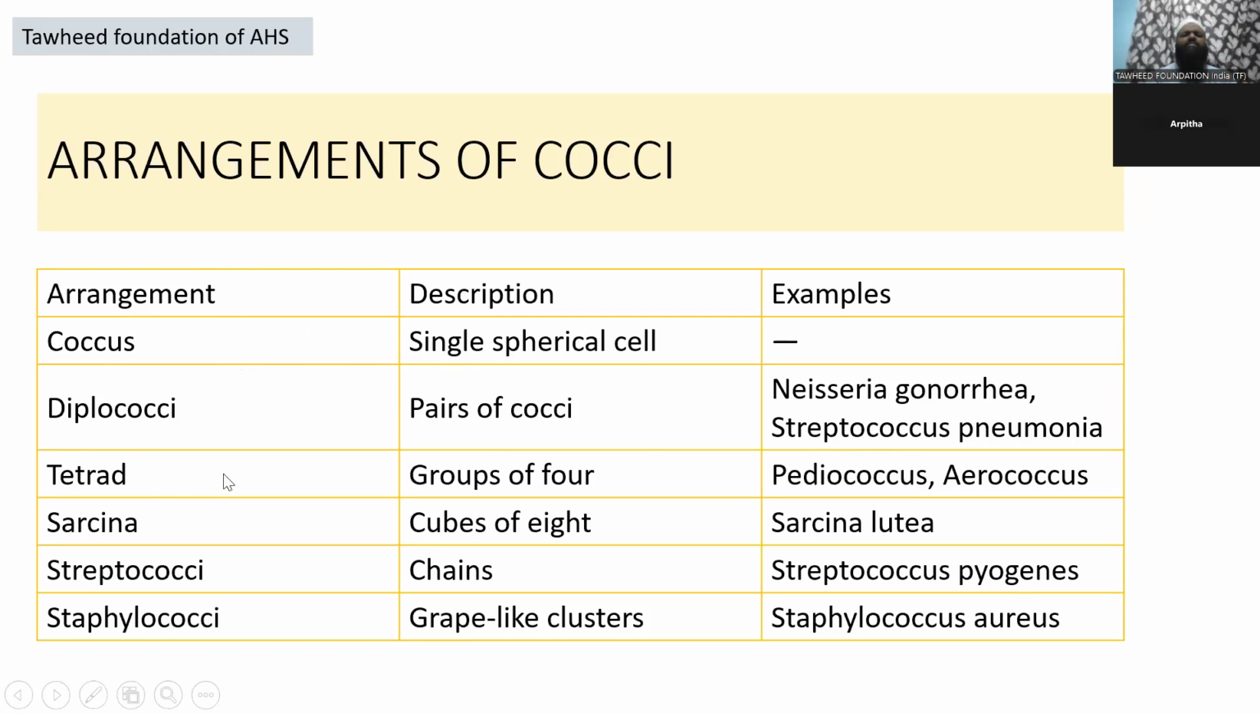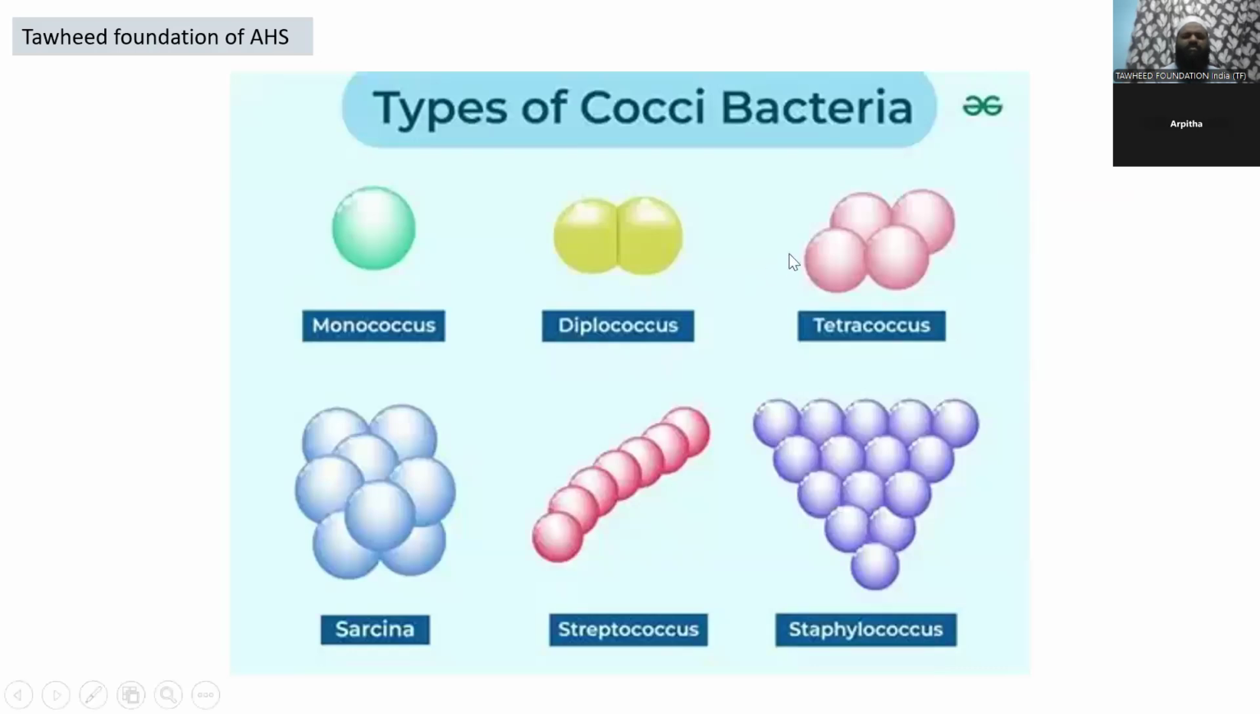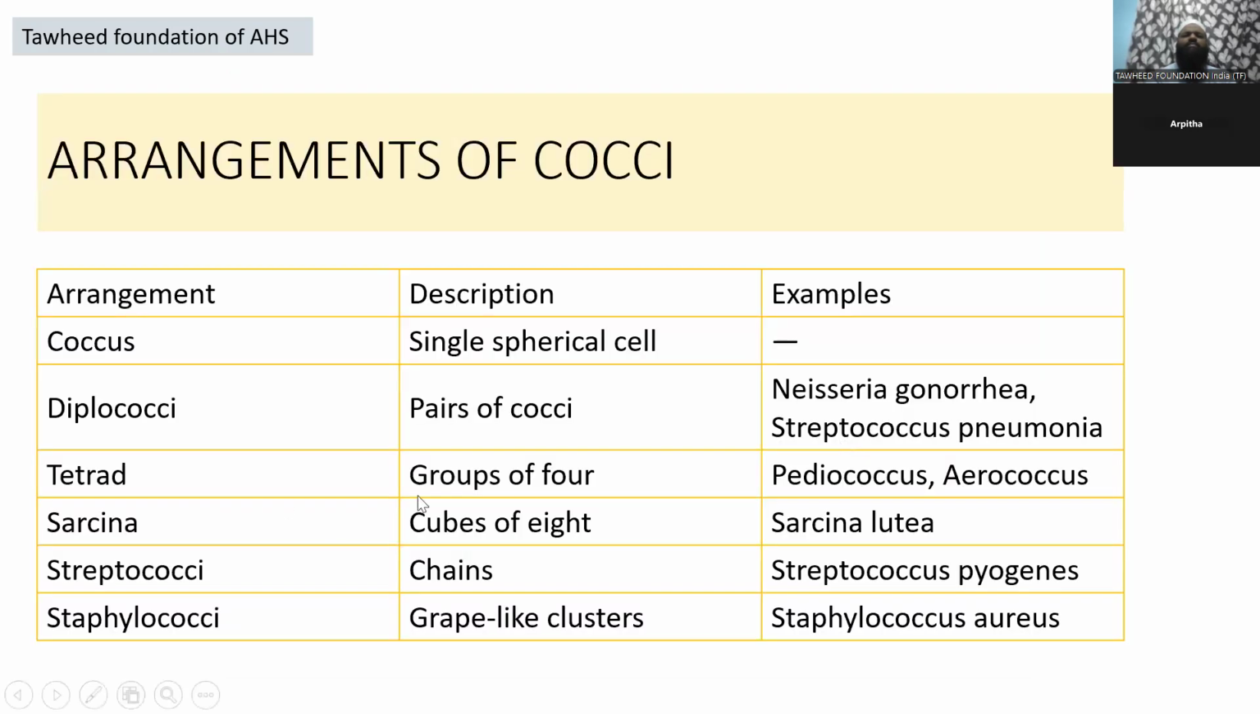Tetrad are four. I'll just show you how the tetrad and other things are there. See, this is monococci, diplococci, tetracoccus, four cells, diplo two cells, sarcina, group of cells, usually eight, streptococcus, chain of cells, staphylococci, cluster of cells. So tetrad are group of cells, Pediococcus. Sarcina, cube of eight cells, Sarcina lutea. Streptococci is chains of cells, Streptococcus pyogenes. Staphylococci, group of cells, that is Staphylococcus aureus, and any of the Staphylococcus species come under this arrangement.